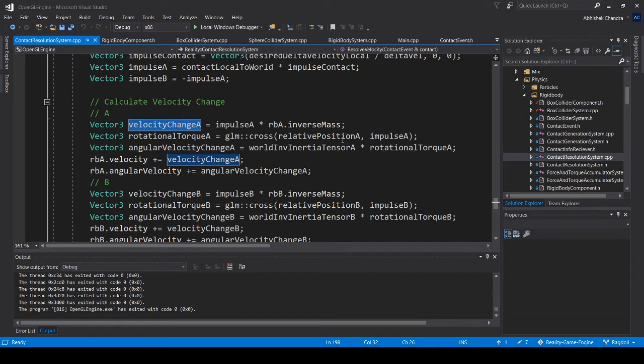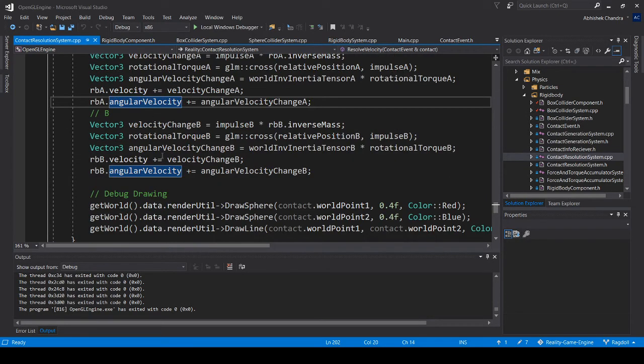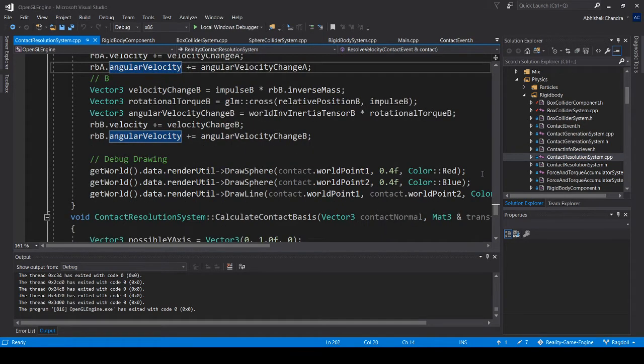Here, I guess I should have really called it inertial torque as opposed to torque due to a force. So torque is R cross F, inertial torque is R cross impulse. So the radial vector cross product with the impulse gives us the torque. From torque we get velocity change, just like I said, I inverse times torque. And from that, we just add that to the angular velocity. We have velocity change and angular velocity change. We just update the velocity and the angular velocity by that amount. Do the same thing for object B, do some debug drawing, and that's it.